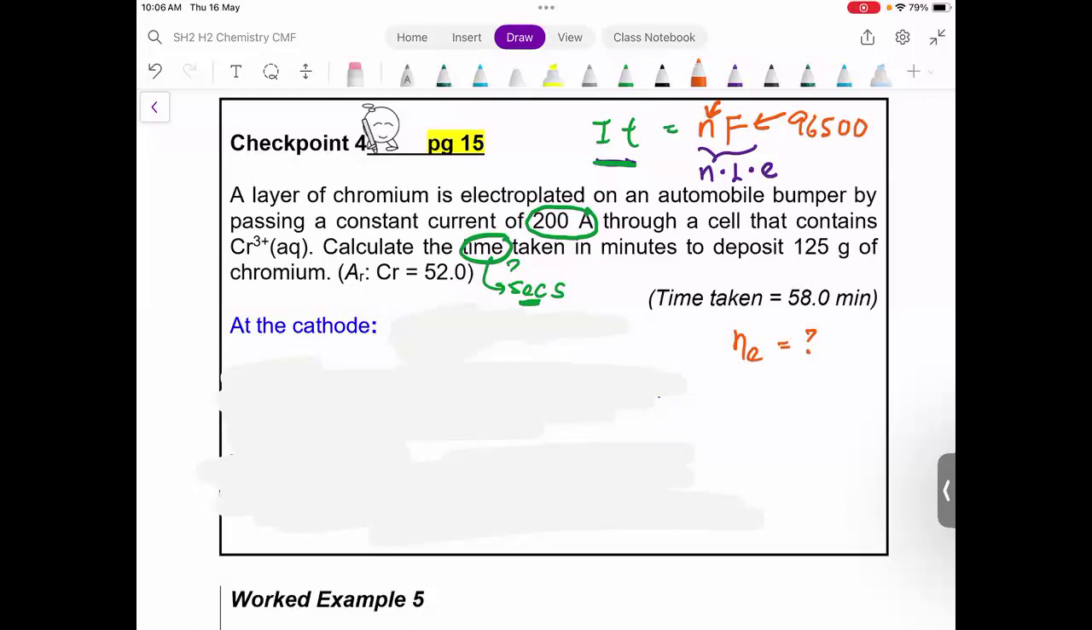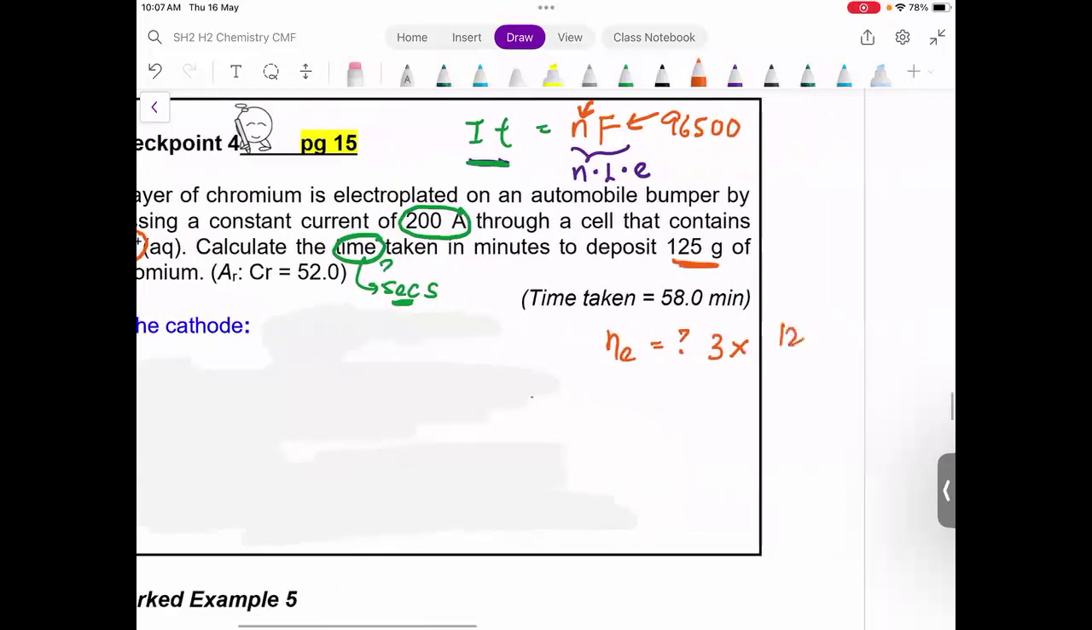Based on the equation, chromium 3 plus has to accept 3 electrons in order to be reduced to chromium 0. So that will be 3 moles of electrons. But what is the mole of chromium deposited? 125 divided by 52. This is how we calculate the total mole of electrons: the mole of chromium times 3, the electrons used to discharge it.